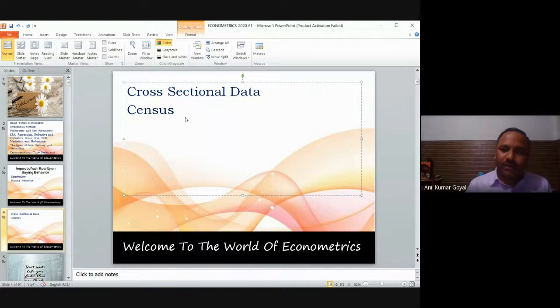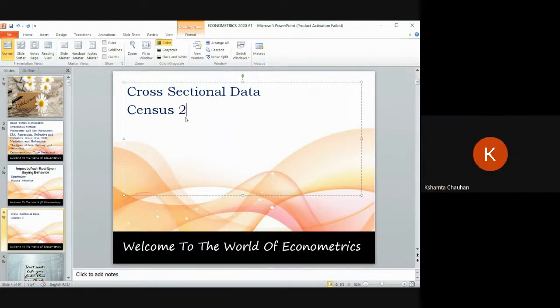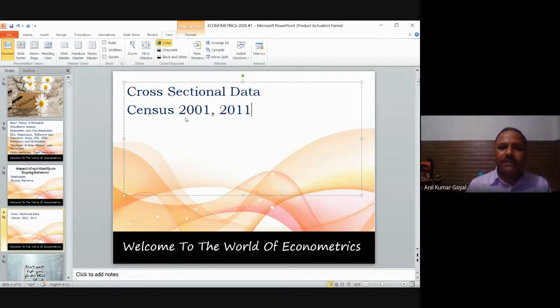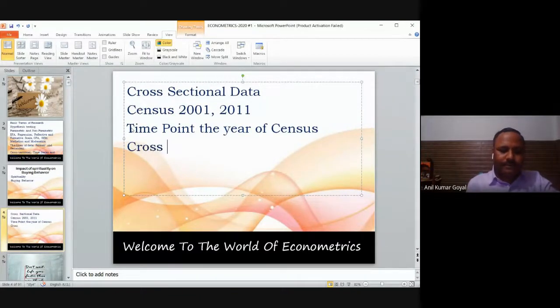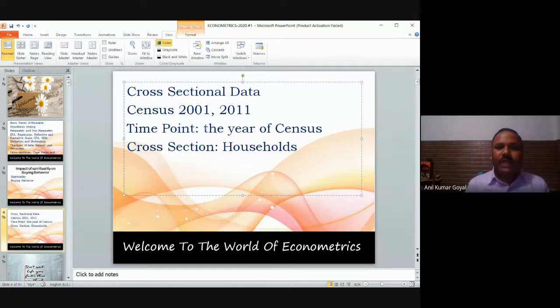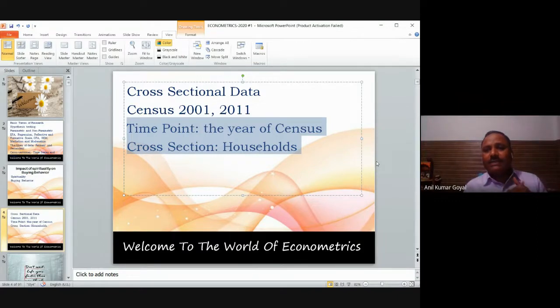Census we always call with reference to a time point. Census 2001, census 2011. It means only one time point is there, and we have a number of cross sections. What are the cross sections here? This is the time point, the year of census, and the cross section, from where we collect the data? Households. So cross section is household, and time point is the year of census. So only one time point, and we have a number of cross sections. Then this is known as cross sectional data. Till now, whatever we were discussing about analysis was cross sectional analysis.